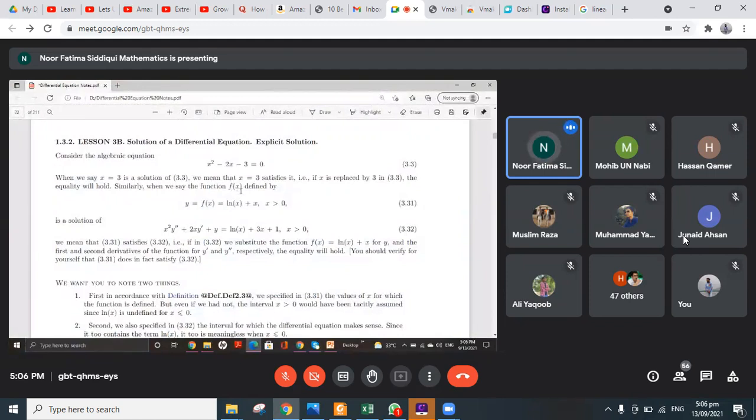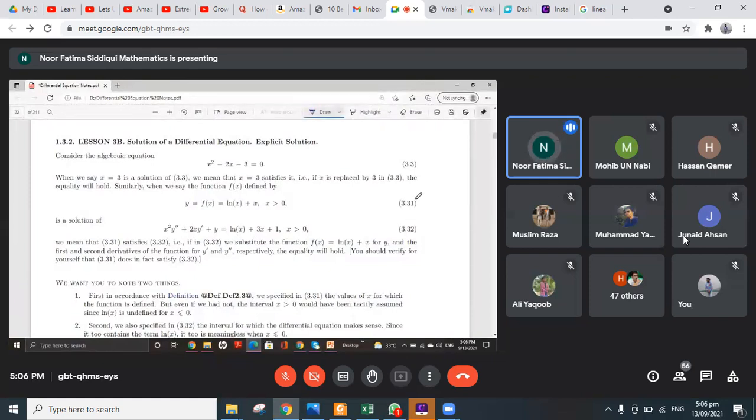If f of x, f is a function of one variable. Here we have an example, y is equal to f of x is equal to ln x plus x, where x is greater than 0. We say that this y equals ln x plus x is the solution of this differential equation. What is the differential equation? x square y double prime plus 2x y prime plus y is equal to ln x plus 3x plus 1. Quickly verify this question also.